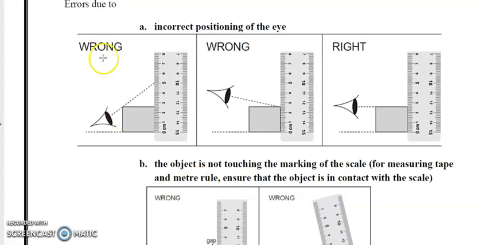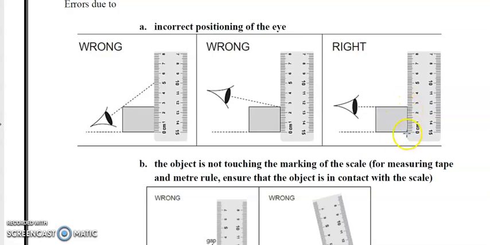For example, this is wrong. You are checking from an angle, so you'll have something called parallax error taking place there. This way again you're also checking from an angle, so this is wrong. There'll be parallax error. Now this is correct. This is the correct position of the eye when taking a measurement. So you're measuring the length of this side here.